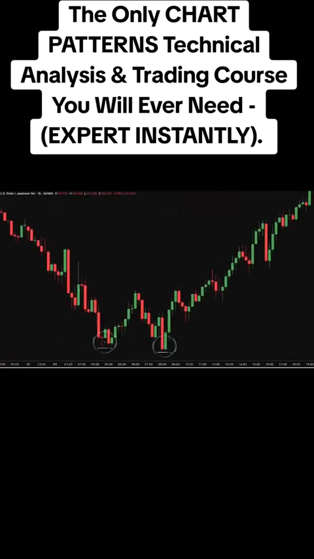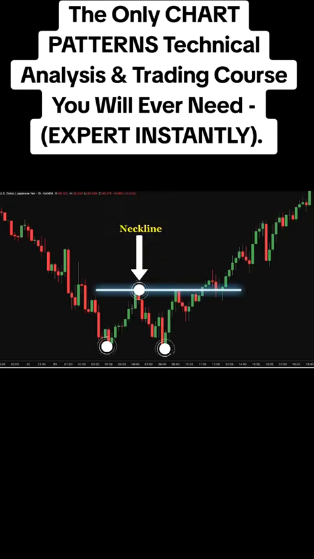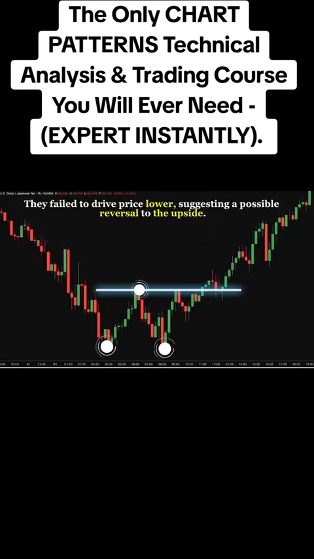Now let's flip it. The double bottom appears after a downtrend. Price drops, finds support, then bounces, only to revisit the same support level again, but this time it holds. The two equal lows create a support level, and the high between them forms the neckline. From a price action perspective, this signals that sellers are running out of steam. They failed to drive price lower, suggesting a possible reversal to the upside.